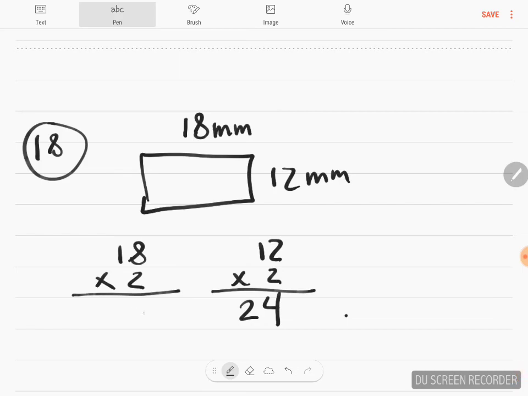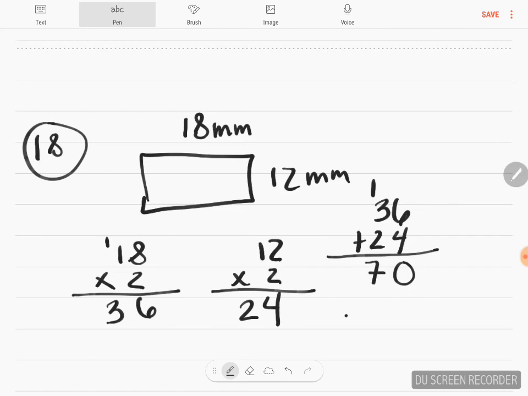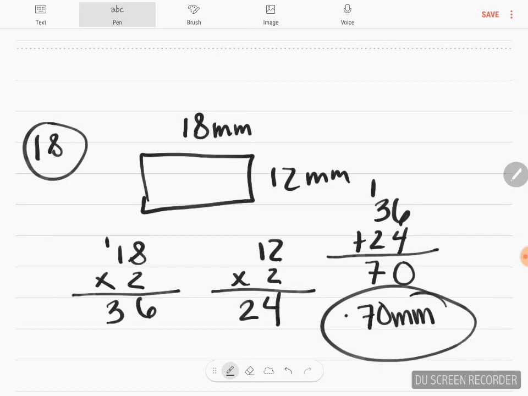8 times 2 is 16. Carry the 1. 2 times 1 is 2. Plus 1 is 3. So I got to take 36 plus 24. 6 plus 4 is 10. Carry the 1 is 70. 70 milliliters. We must label.